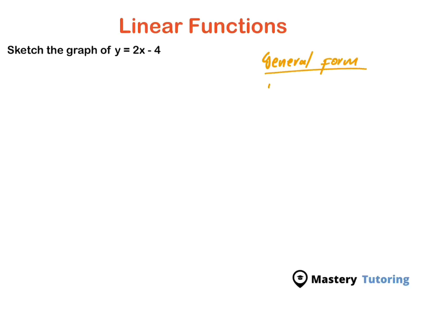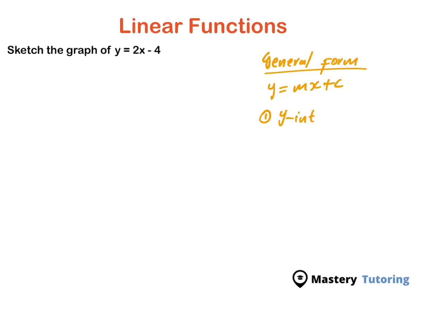Linear functions or straight lines are known to have the general formula y is equal to mx plus c, where m is the slope and c is the y-intercept. Now we are going to solve this question using the dual intercept method. When you're using the dual intercept method, you need to find the x-intercept and the y-intercept.